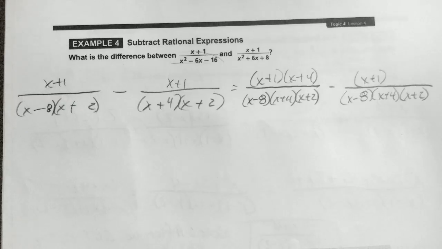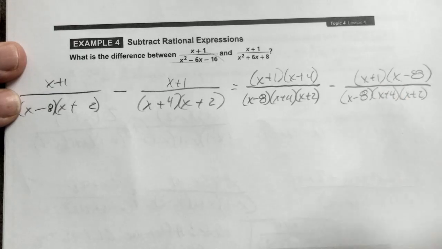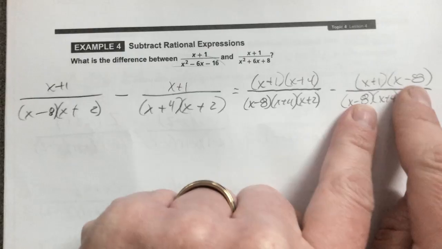How many factors do you see here? 2. How many factors do you see here? Oh, I'm looking at the wrong side. What factor did we gain? X minus 8. Yeah, exactly. That's it. Yep, we gained the x minus 8. Now, do you see what I'm saying? The original numerator times the factor that we gained.